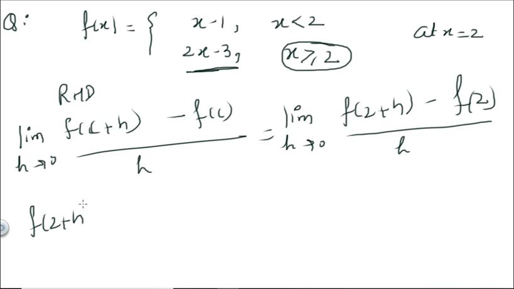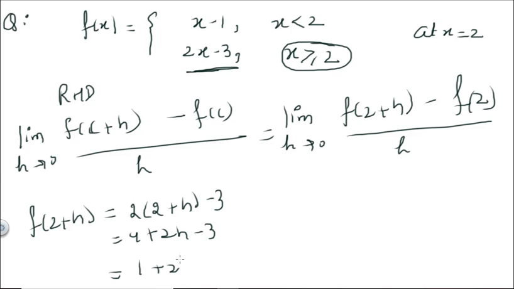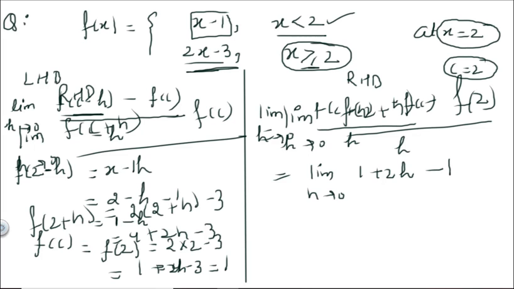So let me just find f of 2 plus h. What will it give us? 2 into 2 plus h minus 3. So you get 4 plus 2h minus 3. 4 minus 3 is 1 plus 2h. So instead of this, what will you write? Here, instead of f of 2, 1 plus 2h. F of 2 we already calculated, which is 1. You can see f of 2 we calculated as 1 only. Clear?